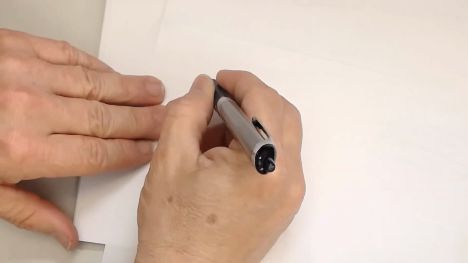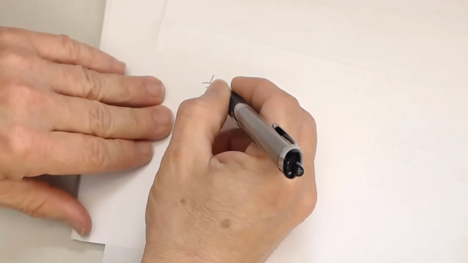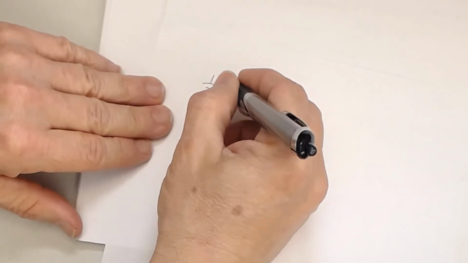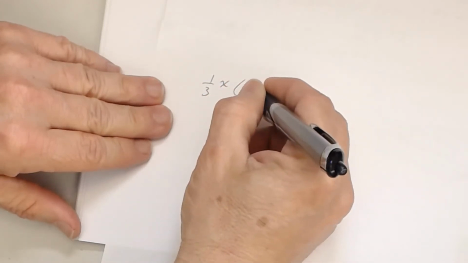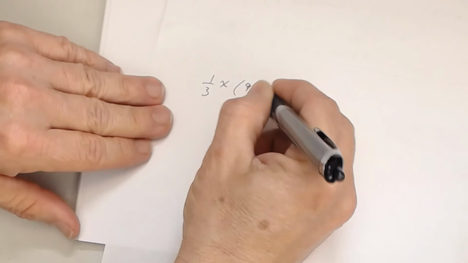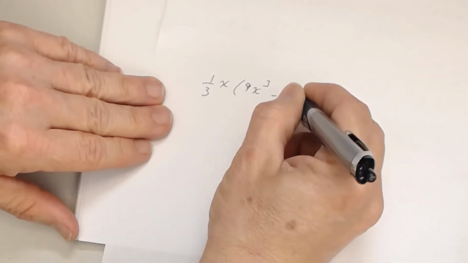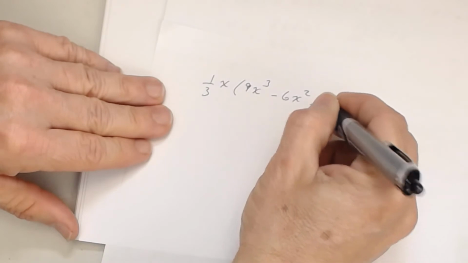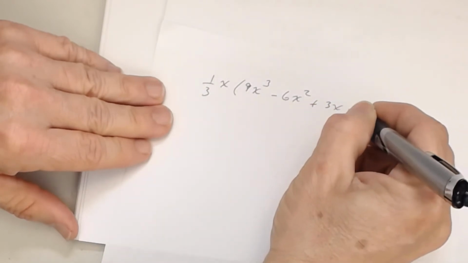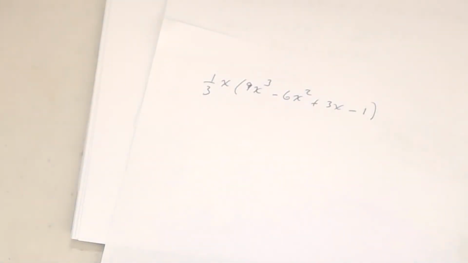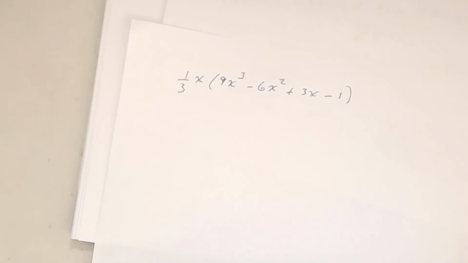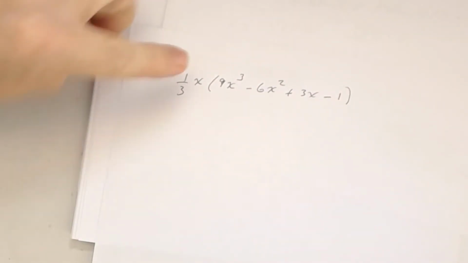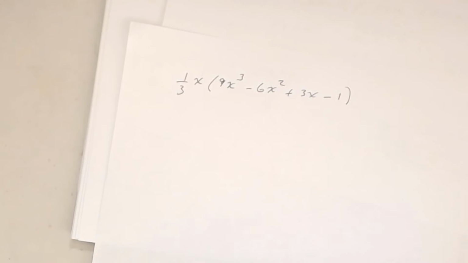Now, what if you had this? Suppose you had 1/3 x times 9x to the third power minus 6x squared plus 3x minus 1. So 1/3 x times 9x cubed minus 6x squared plus 3x minus 1. So again, you have a polynomial times a monomial. 1/3 x is your monomial. You're going to get rid of the parentheses using distributive property.